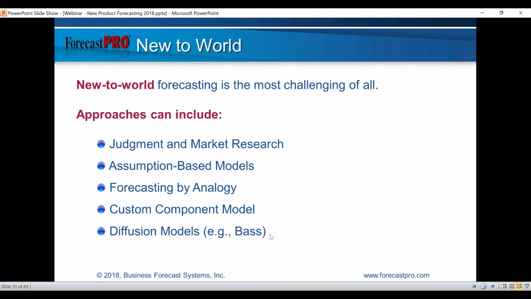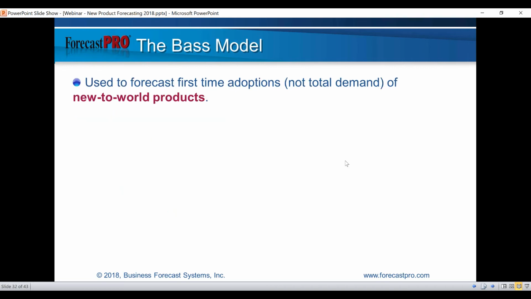Of the so-called diffusion models, the most popular one is called the Bass model. We're going to talk a little bit about this. We're not going to actually show it as a demonstration, but I want to get across a couple of concepts. First of all, the Bass model is only used to forecast first-time adoptions or first-time buyers of new-to-world products. And it's really designed around how people adopt new technology.